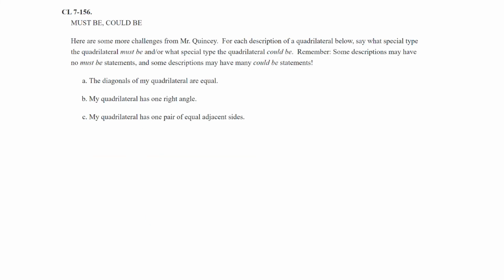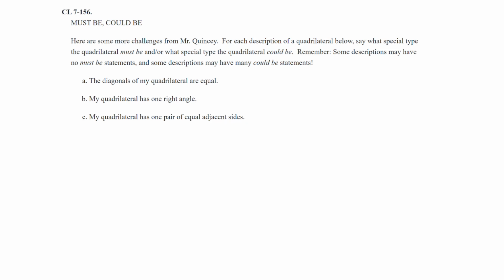And lastly, question 156, must be, could be. Here are some more challenges from Mr. Quincy. For each description of the quadrilateral below, say what special type of quadrilateral must be or what special type of quadrilateral could be. Remember, some descriptions may have no must be statements, and some descriptions may have many could be statements. So the first one is the diagonals of a quadrilateral are equal.